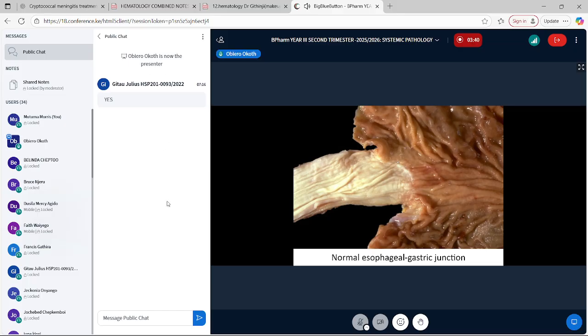The other distinction will be whether this is a congenital lesion or an acquired lesion. What I'm showing here is the esophagus and the stomach. This is the normal esophageal gastric junction. And I'm hoping you remember the lining mucosa of the esophagus. What was the lining mucosa of the esophagus?